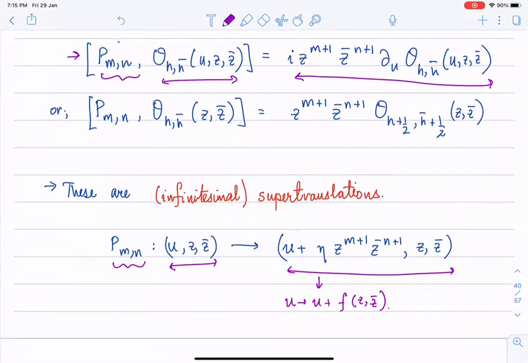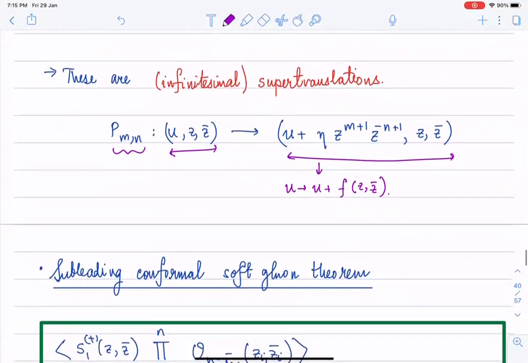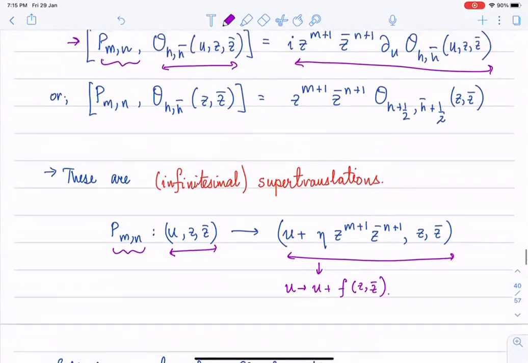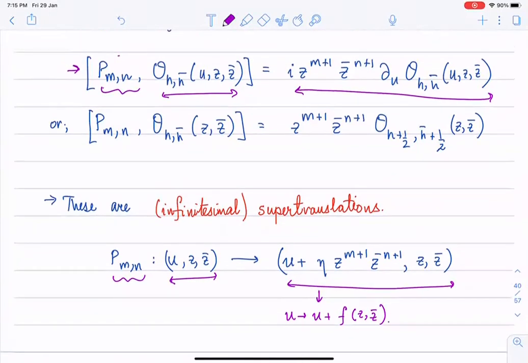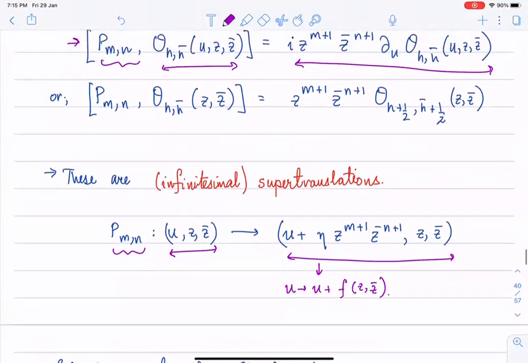Okay, so in that case, can I ask a quick question? Of course. This is in your modified Mellin basis. This action is sort of manifest. But in the Mellin basis, it doesn't seem manifest. How do I see that it is a super translation in that case?